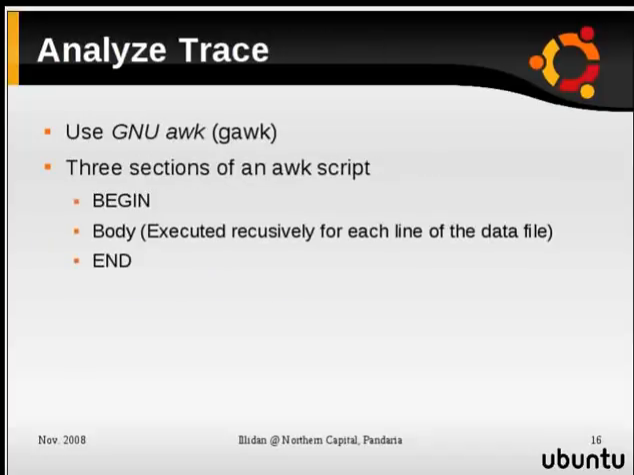To analyze the trace, the tool we'll use is GNU awk. It's an implementation of the awk language. The awk language is very suitable for analyzing formatted text data files. Usually an awk script is made up of three sections: the begin block, the body, and the end block. In the begin block, we'll do some initialization work, and the body will be executed repeatedly for each line of the data file.